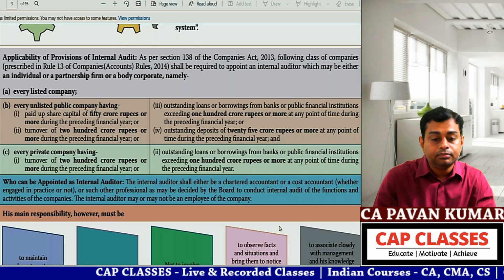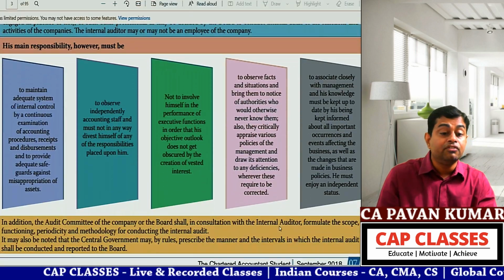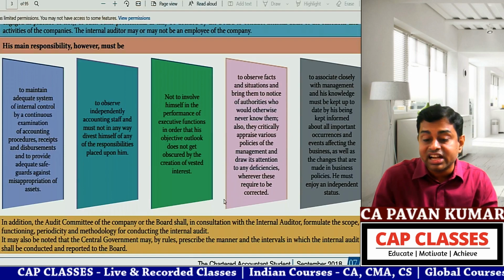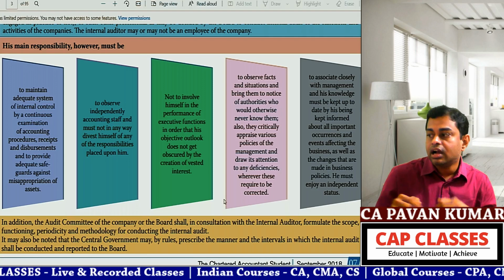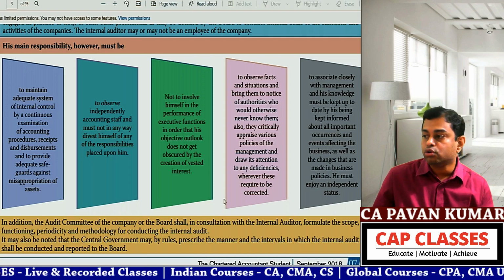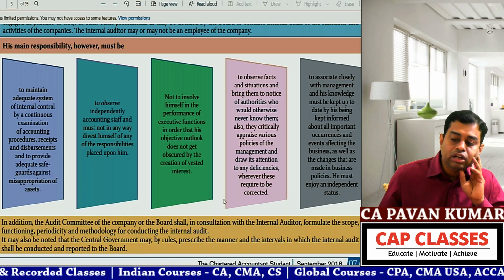Shall we move further? In the next diagram, they have given the main responsibilities of internal auditors, which we will deal with after the break. So do you have any doubts? Hello, till now, are we clear?